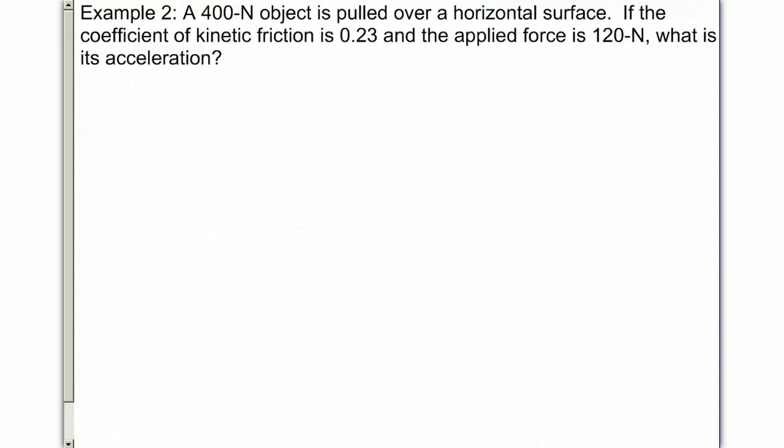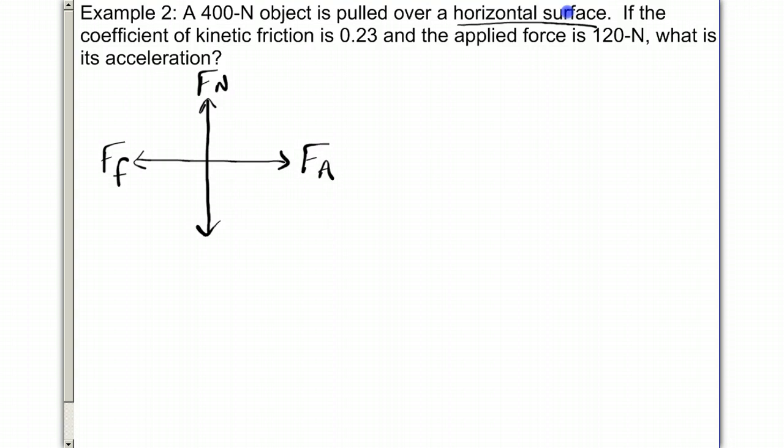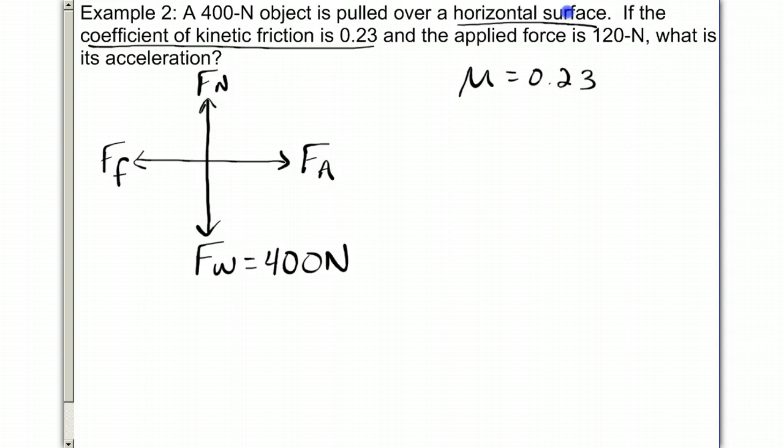Example 2. And again, we're dealing with a horizontal surface, and so I will draw my diagram. Force of friction, force applied, force normal, force due to weight. Okay, it tells you have a 400 Newton object. That's the weight of the object, 400 newtons. And it's being pulled over a horizontal surface. If the coefficient of friction is 0.23 and the applied force is 120 newtons, what is the acceleration?